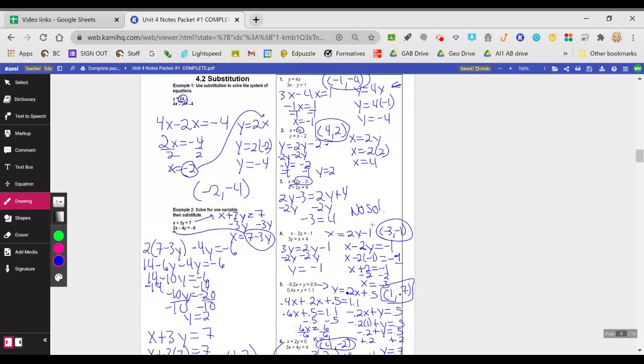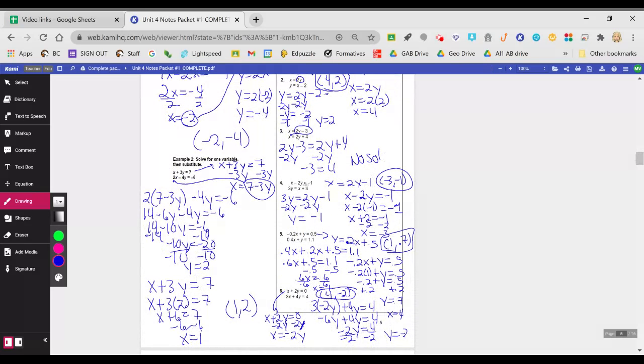Number 4, I first solved the top equation for x, and I got x equals 2y minus 1. That's y. I then substituted that, and I got 3y equals 2y minus 1. Oops, I made a mistake. That should be plus 4. So then this should be y equals 3. So let me correct that here for us.